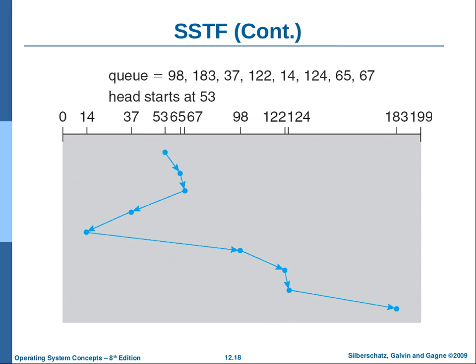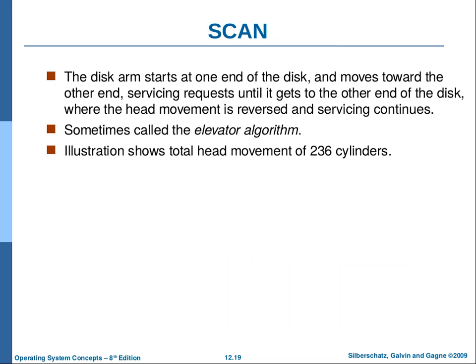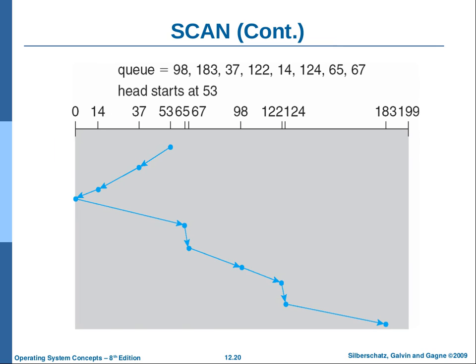All right. What would be another one? So we have 0 to the end constantly. Yeah, there you go. That's a good one. That's another algorithm. I'll ask you which one's the best in a while, but y'all already know the answer to that question, I hope. The disk arm starts at one end of the disk and moves towards the other end, servicing until it gets to the end of the disk, where it moves in reverse and continues servicing. Sometimes called the elevator algorithm, because an elevator goes all up and then back down, up and down.